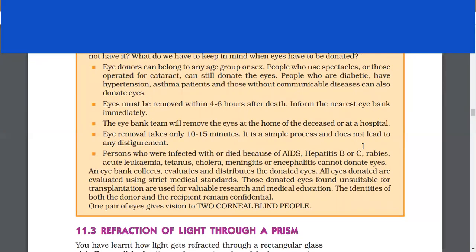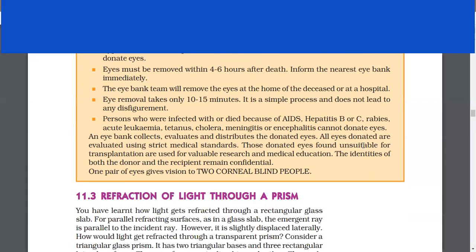An eye bank collects, evaluates, and distributes the donated eyes. All eyes donated are evaluated using strict medical standards. Those donated eyes found unsuitable for transplantation are used for valuable research and medical education. The identities of both the donor and the recipient remain confidential. One pair of eyes gives vision to 2 corneal blind people.